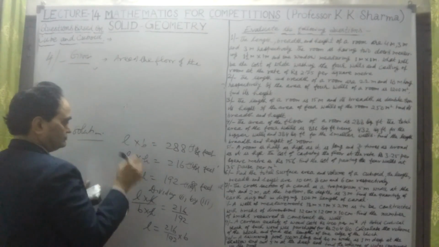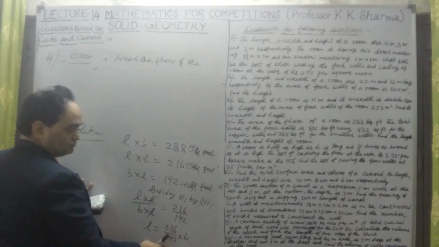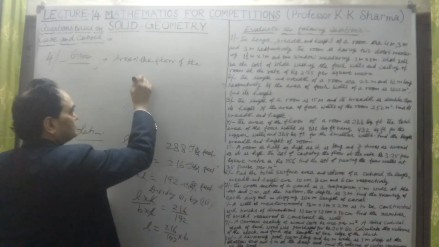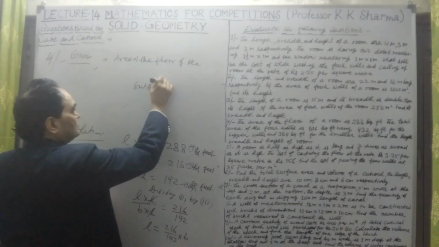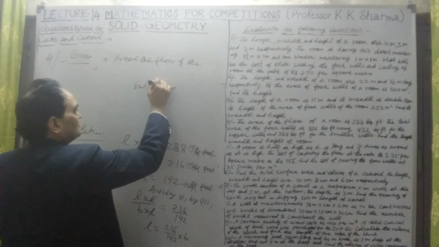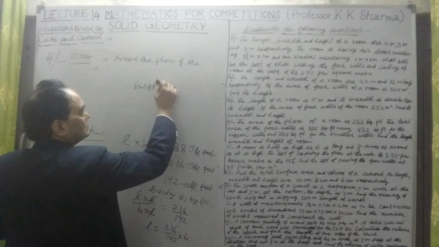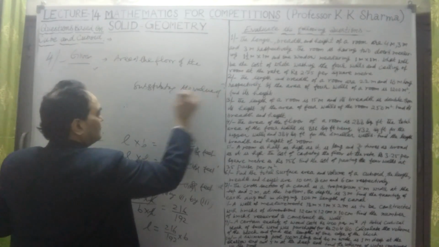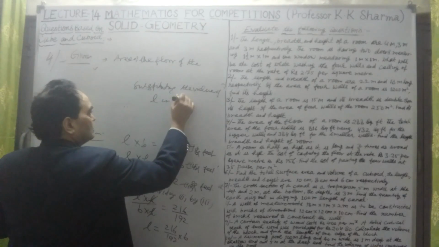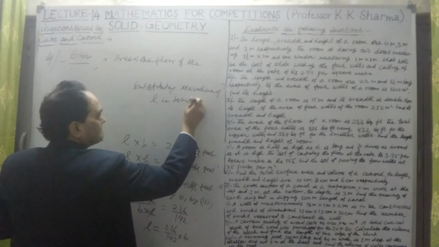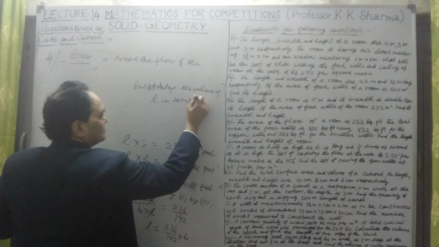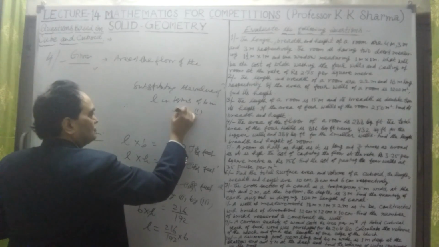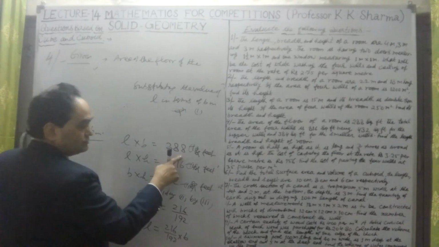Therefore, now the value of L in terms of B is known. So substituting the value of L in terms of B in equation number first, L into B equal to 288.